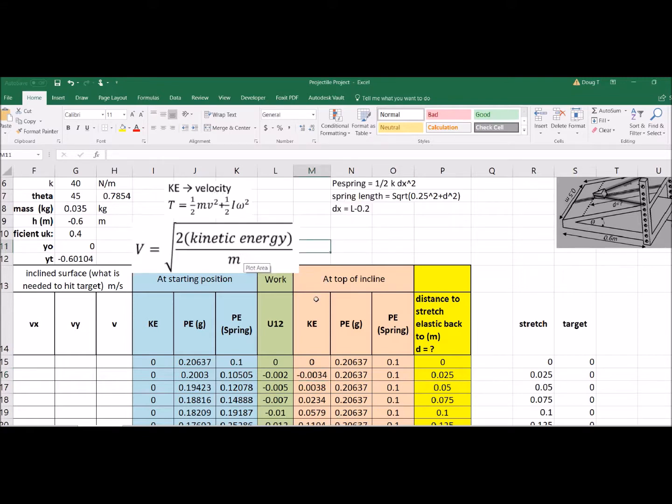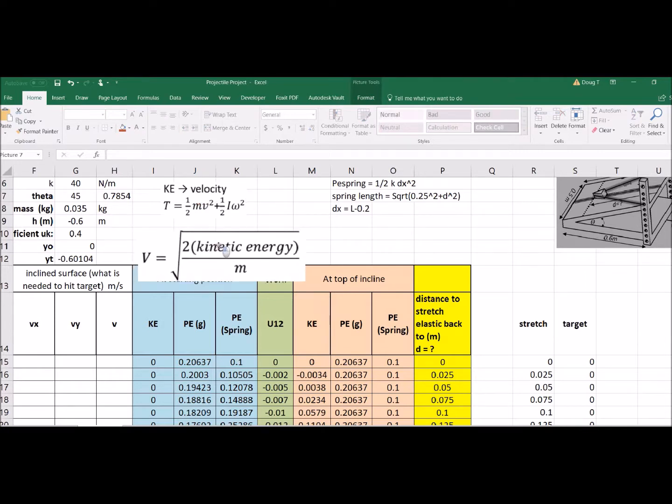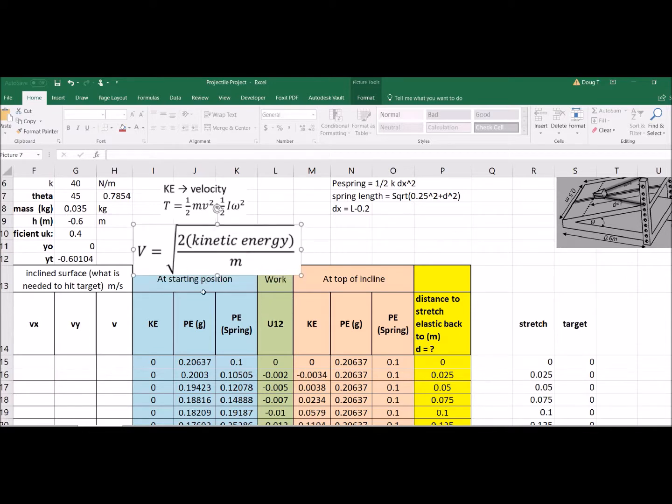Now that we have our kinetic energy at the top, we can use that to solve for our velocity. Now, if you have an arm swinging around, you'll have to take into account I omega squared in there too. For our situation, it's just 1/2 mv squared, so v equals square root of 2 times kinetic energy over m. So equals square root of 2 times our kinetic energy divided by our mass.